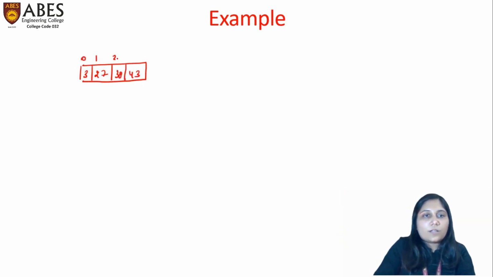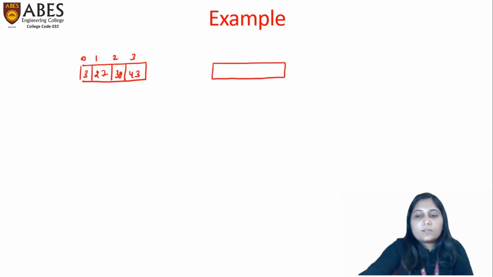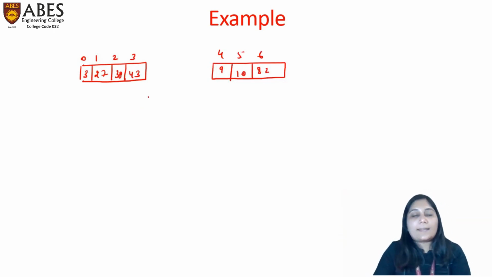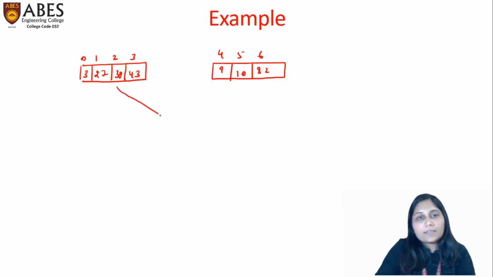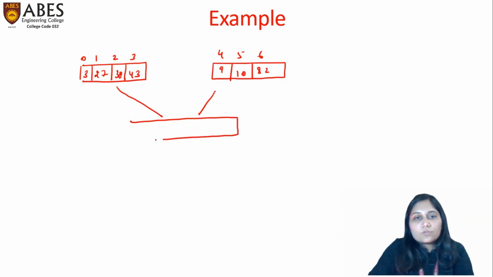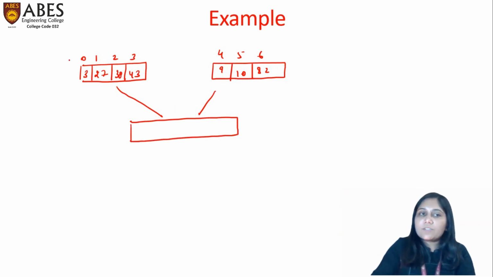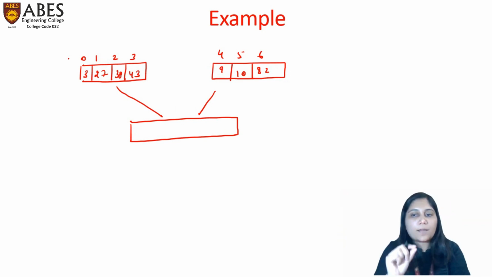Okay. 0, 1, 2, 3. And the other one is, if you see, 9, 10, 8. So this is my array. Now you see if I combine this one, I can tell you how we are doing it. Suppose I am just explaining how we are combining the two sorted arrays, merging.